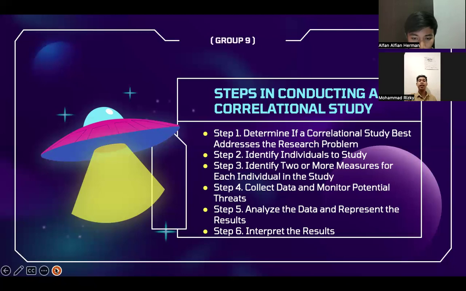And the last step is step 6, interpret the results. Interpreting the results of a correlational study is a crucial step in understanding the relationship between variables and drawing meaningful conclusions. In this context, interpretation involves analyzing the correlation coefficients and regression to determine the strength, direction, and significance of the relationship between the variables under investigation. Okay, I think that is enough.